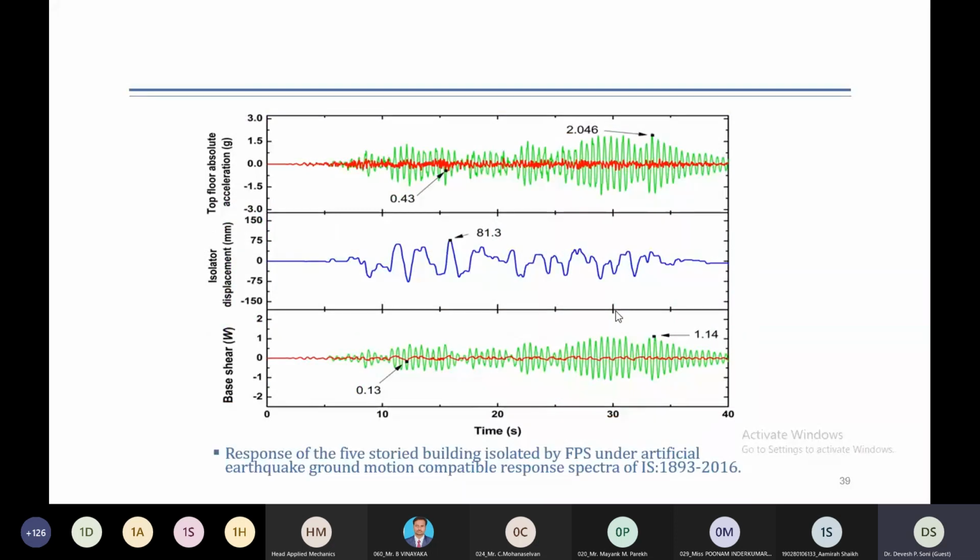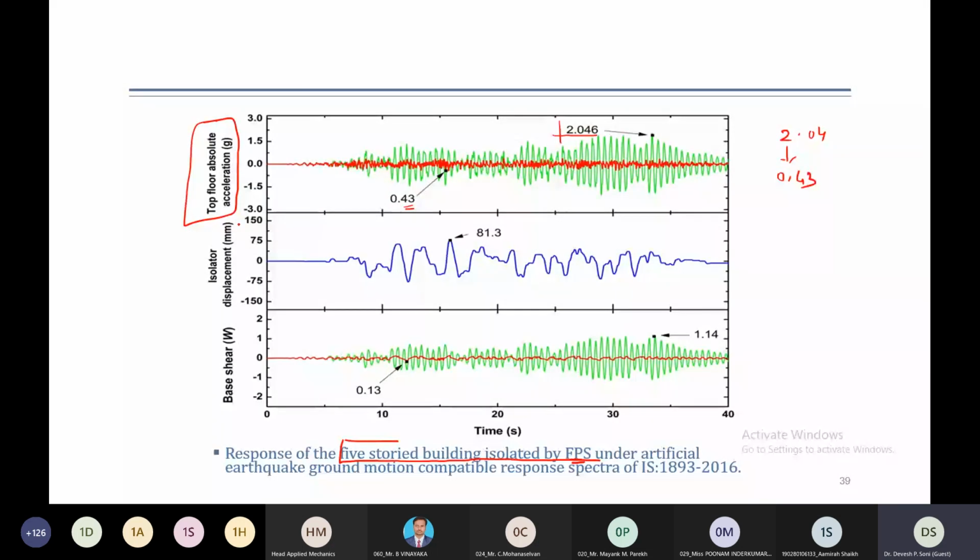The results are presented for this artificial earthquake for the FPS system, right? Three quantities are plotted. The top floor absolute acceleration, right? It's a multi-storied building. Here you can see a 5-storied building isolated by friction pendulum system. The acceleration of the top floor is shown. You will see two graphs, green color and red color. The peak value of the green color is for fixed base. For the fixed base, the top floor acceleration is 2 times the gravitational acceleration. And the red color is for the base isolated building. The top floor acceleration is 0.43. So we can see there is a significant reduction from 2.04 to 0.43. So the structural responses are reduced greatly when they are mounted on base isolation.